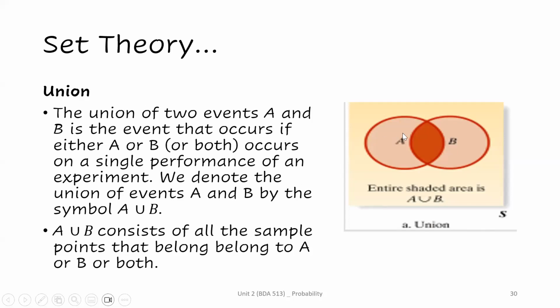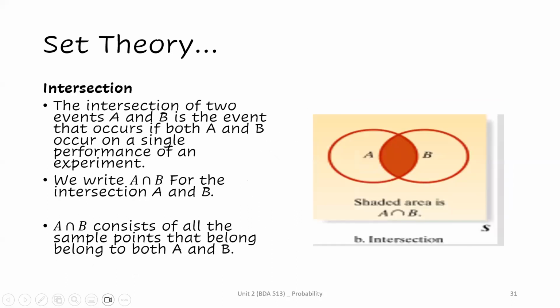So we have A. Some part of A is not part of B, you have some part of B that is not part of A, and you have some part of A and B that is part of both. So when we say A union B, it is all the shaded areas. It's A, including the intersection, and also B. So that's a typical union.